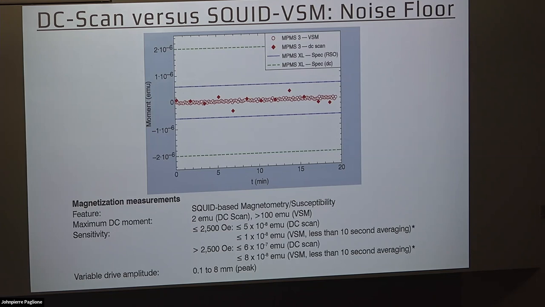So again, if you can measure using the SQUID VSM, we encourage you to do that. Sometimes it's not beneficial though. For instance, some of our sample holders maybe have loose components on them. Or if your sample is mounted a little bit loose, you don't want to be jiggling it. You want to just move it through slowly. So these are exceptions to the case. But again, you can do both with the system.